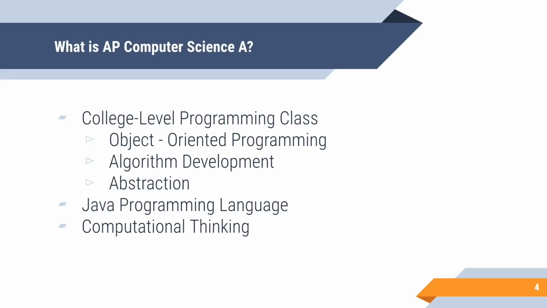Alright, so what is AP Computer Science? AP Computer Science is a college level programming class where we stress 3 different skills. So we're going to learn object-oriented programming, how a bunch of objects make this one object that we want to execute a certain function. We also stress algorithm development, the sequence of events, because let's be honest, computers are very dumb individuals.